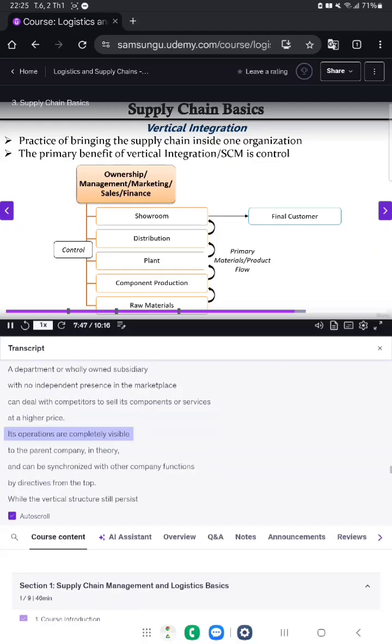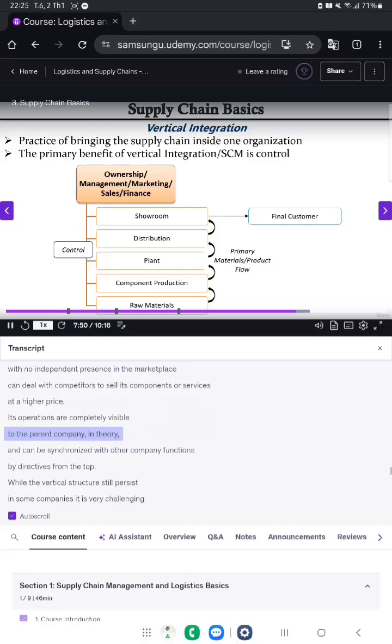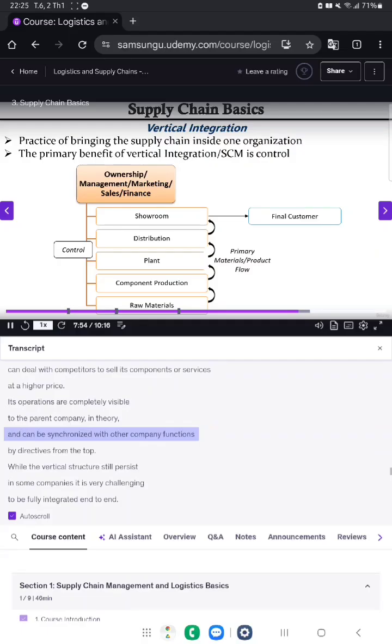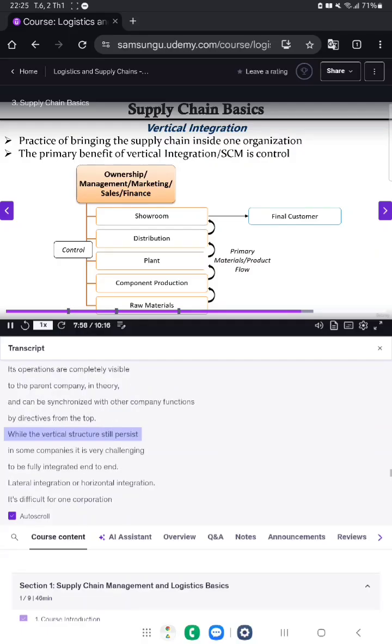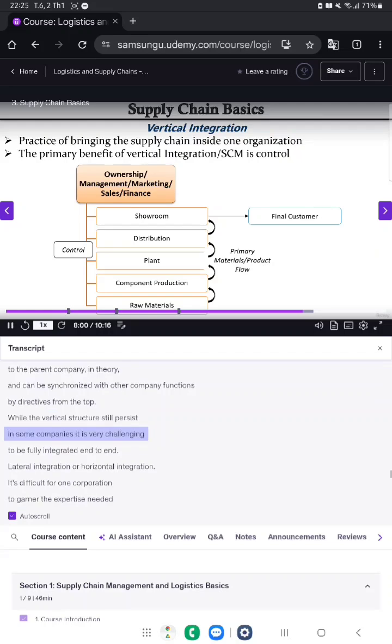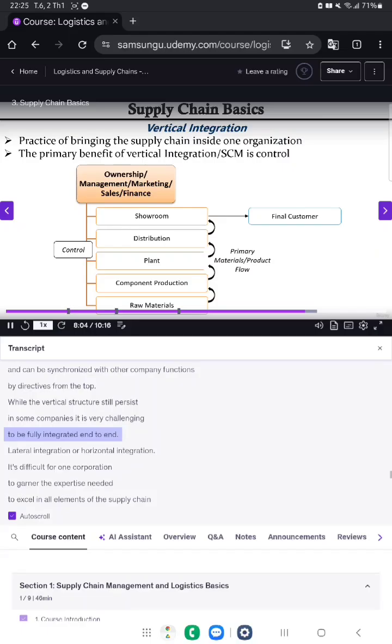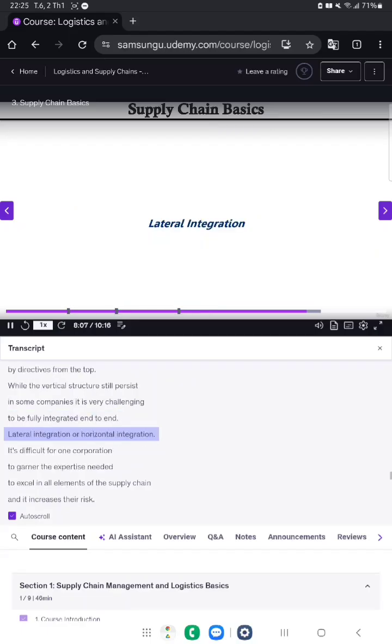Its operations are completely visible to the parent company, in theory, and can be synchronized with other company functions by directives from the top. While the vertical structure still persists in some companies, it is very challenging to be fully integrated end-to-end. Lateral integration or horizontal integration.